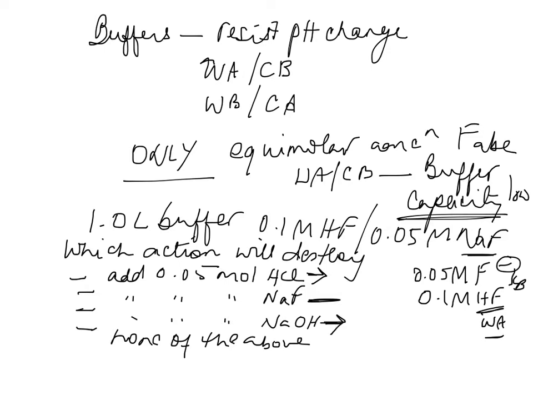So if you add 0.05 moles of sodium hydroxide, realize the concentration of HF that you have is higher, so the buffer is still going to be valid. On the other hand, if you add 0.05 moles of the acid, that's going to completely neutralize the base component of the buffer, and yes, that is going to basically destroy the buffer. So the correct choice is the first one, that the addition of 0.05 moles of HCl is going to destroy the buffer. All right, let's go further.